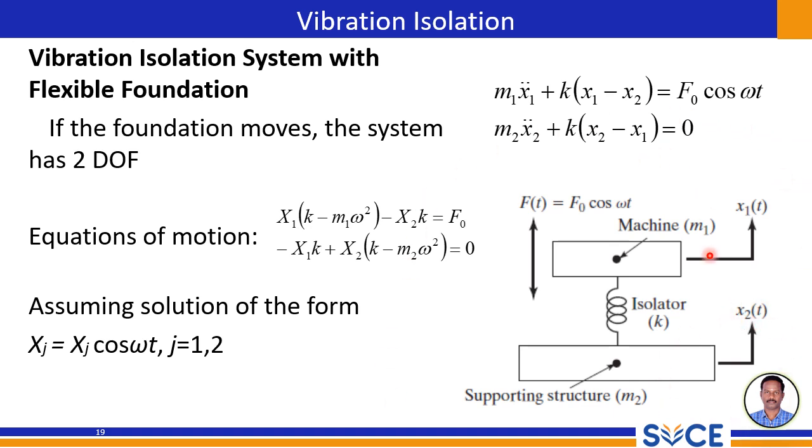We have a machine represented by mass m mounted on a flexible foundation represented by mass m2. The machine is connected to the foundation by an isolator represented by a spring with stiffness K. The machine is subjected to a force F of t, which is equal to F naught cos omega t.